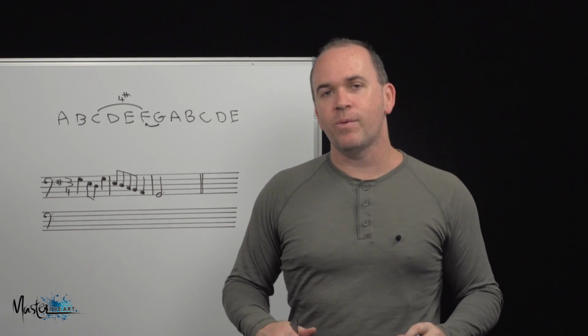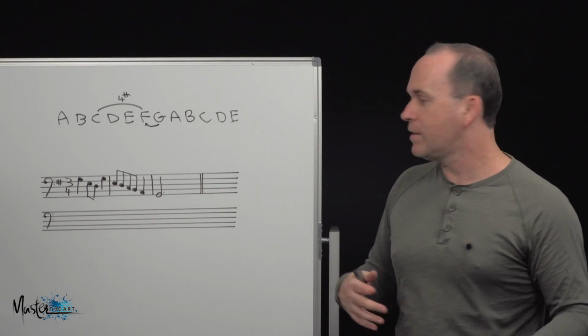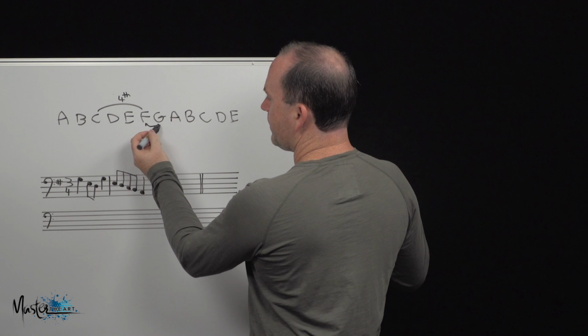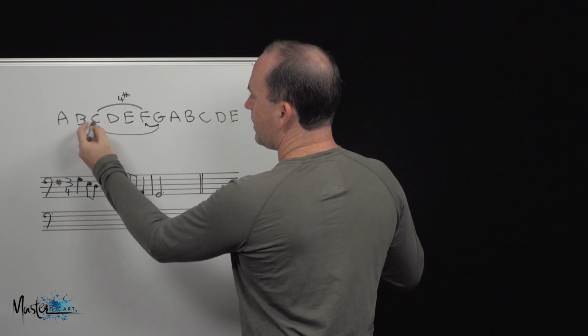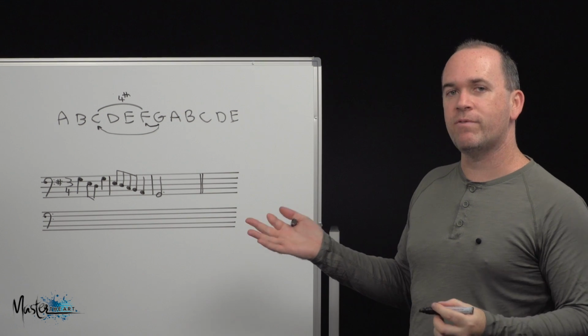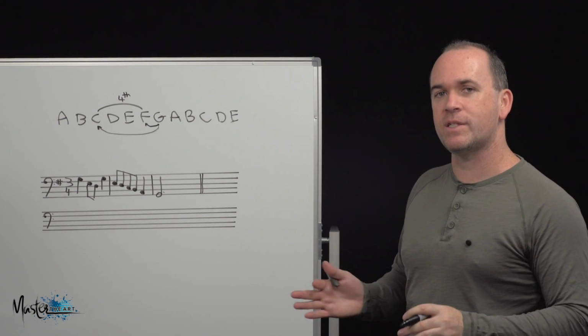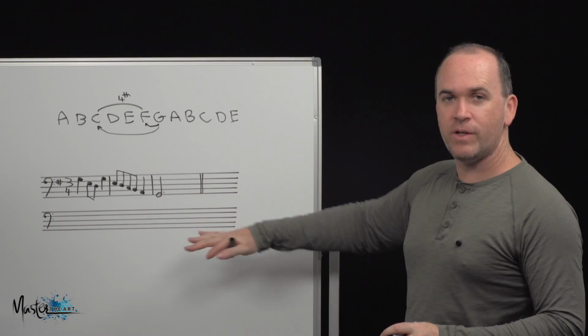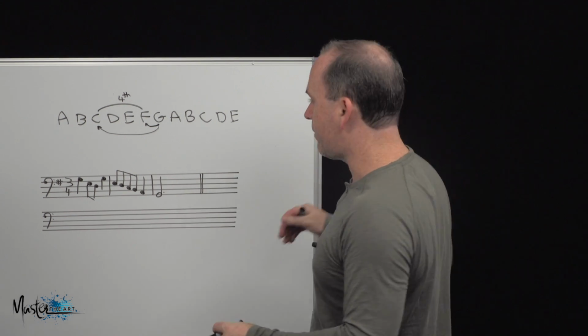Another example, let's say we're in G and we want to go down to C. So I'm on this G here and I want to go down to C. I'd need to know what distance that would be, and the answer would be a fifth. So I would shift every note that same distance. So I'll show you down here. We're changing this to the key of F.